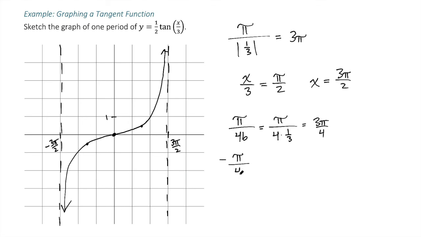negative pi over 4b, okay, which would be negative pi over 4 times 1/3, which is negative 3 pi over 4. The y-coordinate is negative 1, and then scale the 1 and the negative 1 by the a value. I find it a little bit easier to just think of it in terms of that middle point. Okay, halfway between the middle point and an asymptote, it gives you a key point up at a.